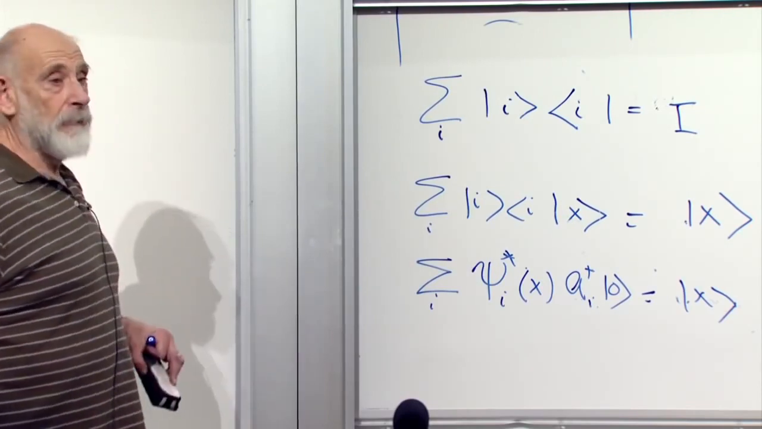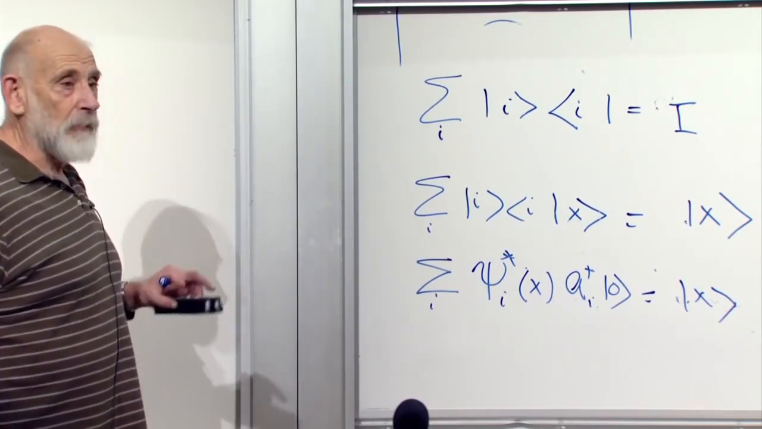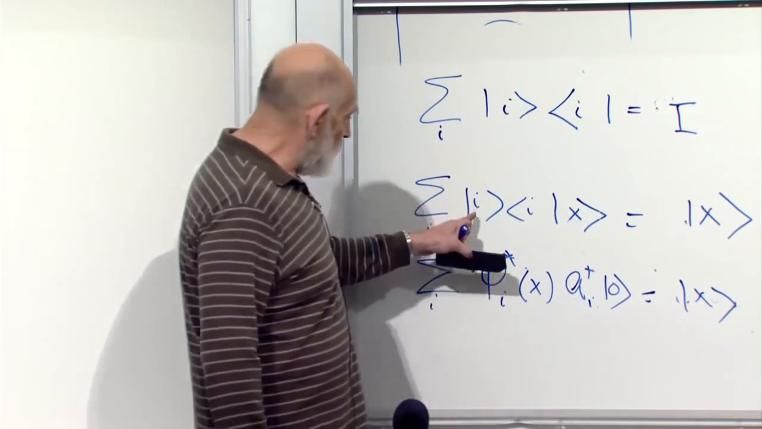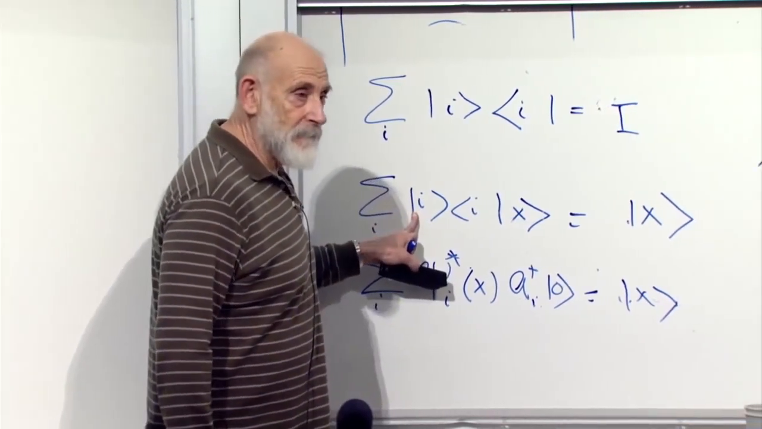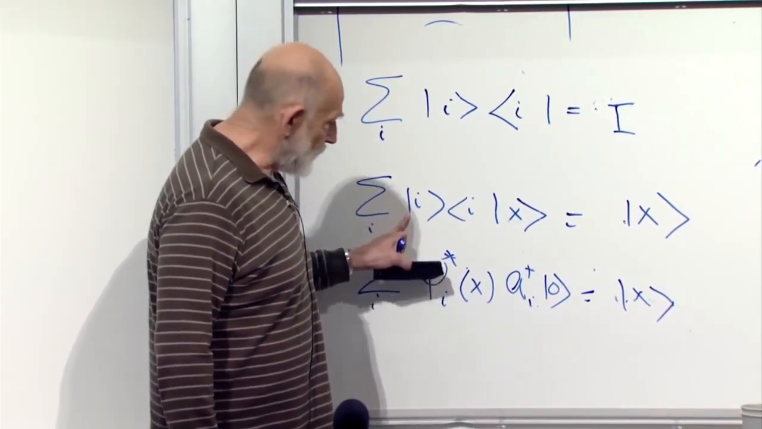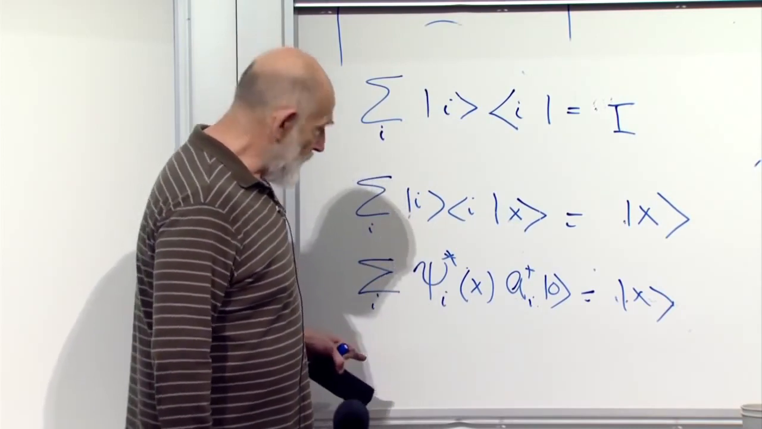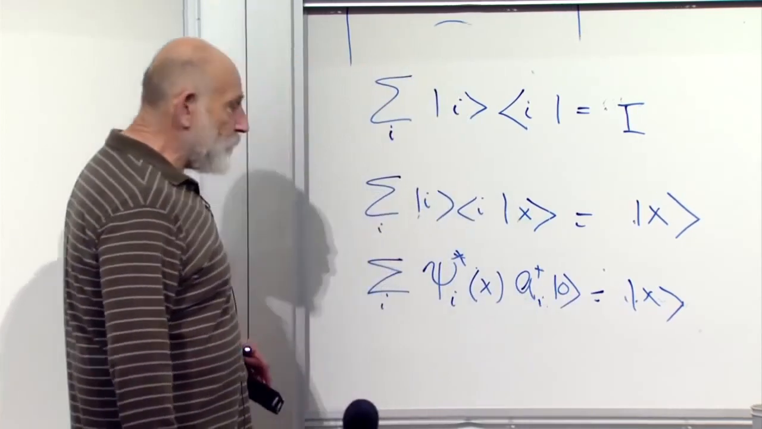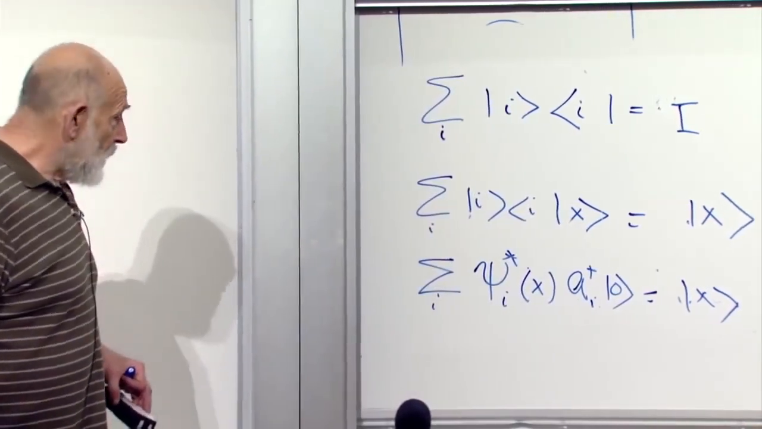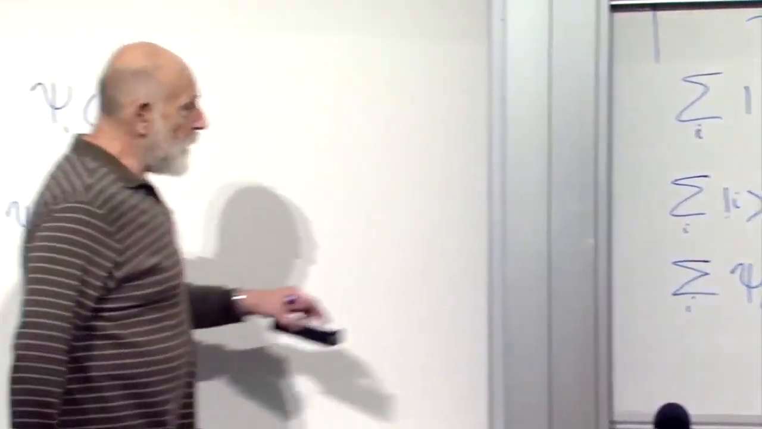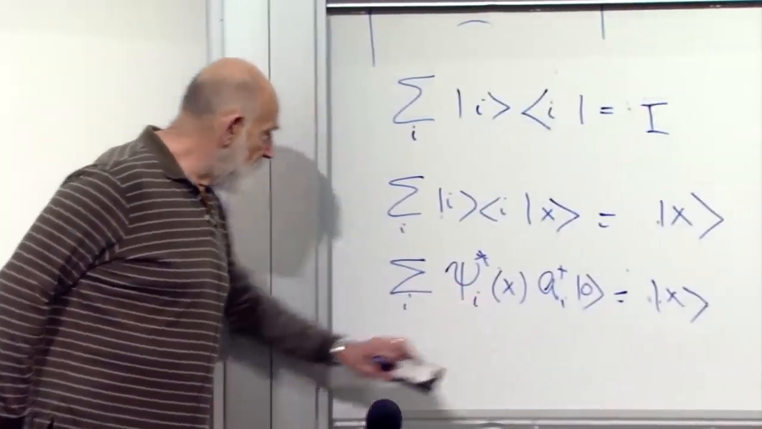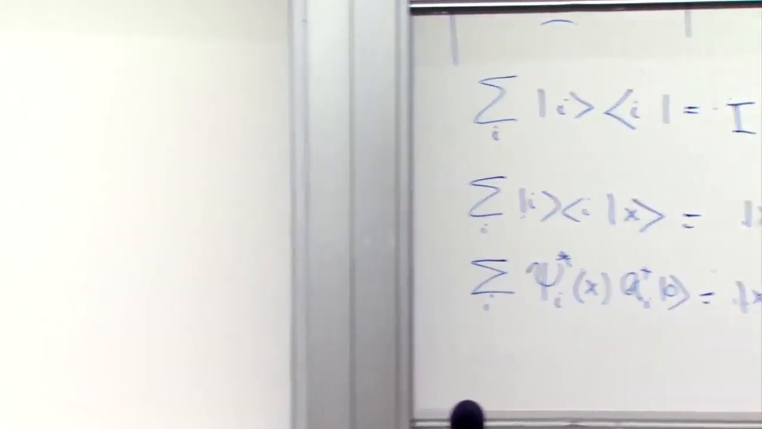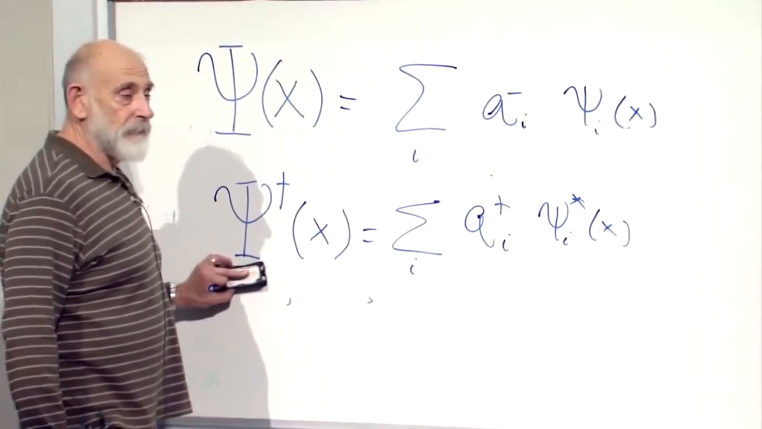No, one particle. This is one particle in the state I. That's all, just one particle. Okay. And it gives me a particle at position x. But wait a second. The thing that I wrote down here is exactly the quantum field psi dagger.